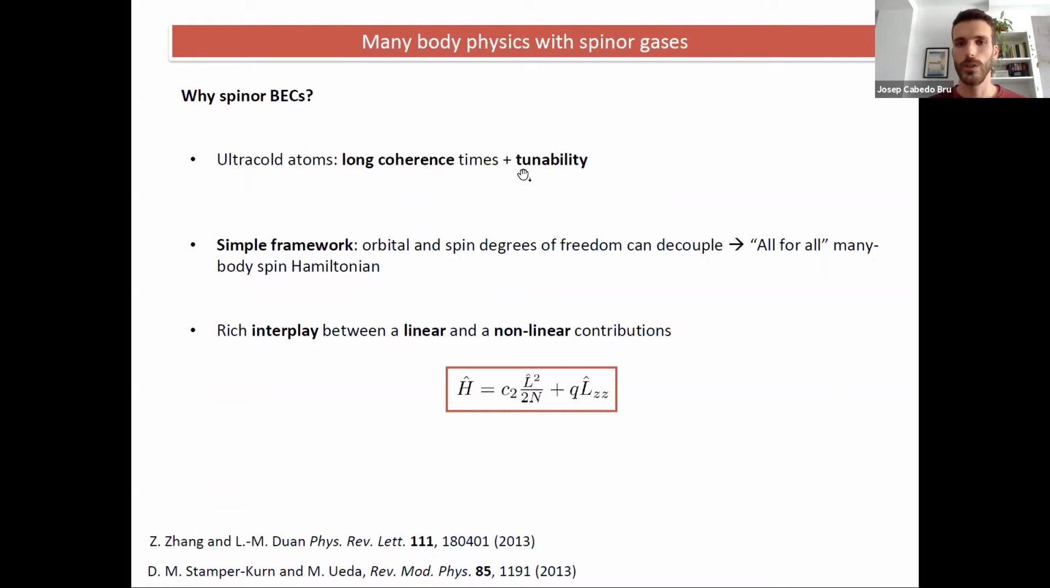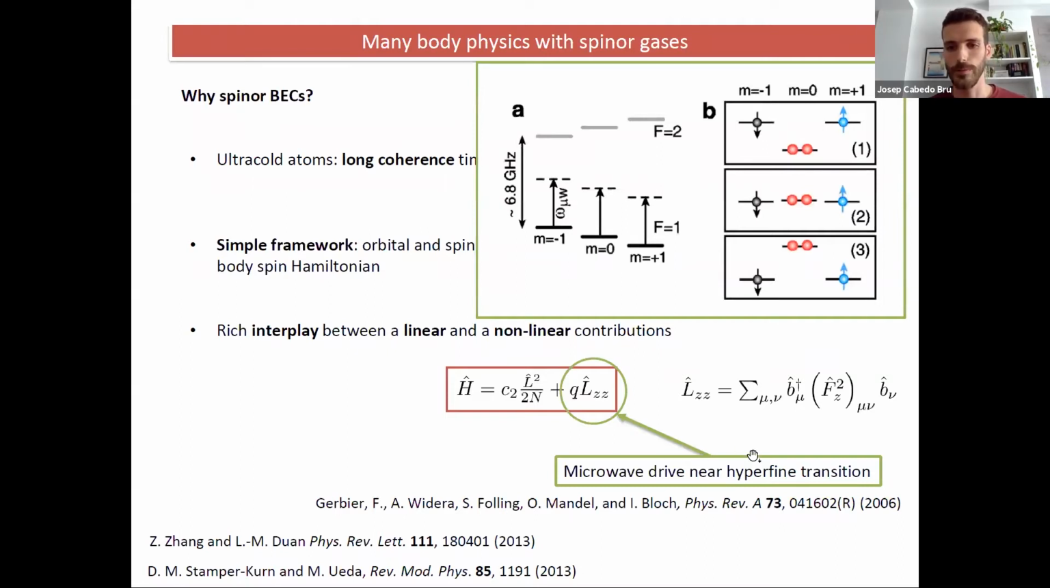Unlike in solid state or molecular systems, here we can isolate very well the parts of interest in the system. Like in the example that I just showed, we can isolate the spin dynamics from the motional degrees of freedom. Actually, we can often tune additional terms that have no analogs in condensed matter physics. But here I will focus on the situation where, to this spin-interacting Hamiltonian, we add a linear contribution. This can be done very easily by microwave dressing the internal spin states near some hyperfine transition.